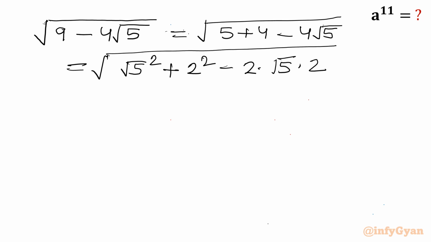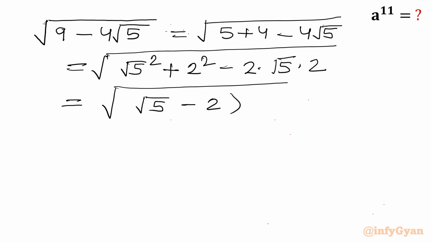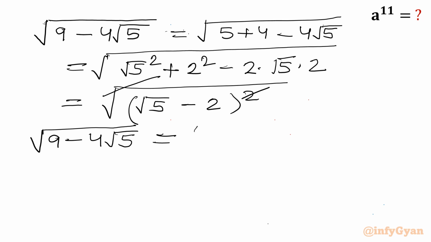So a square plus b square minus 2ab, we can write the square root of root 5 minus 2 whole square. So the square root and square will be over. So the value of square root of 9 minus 4 root 5 will be equal to root 5 minus 2.